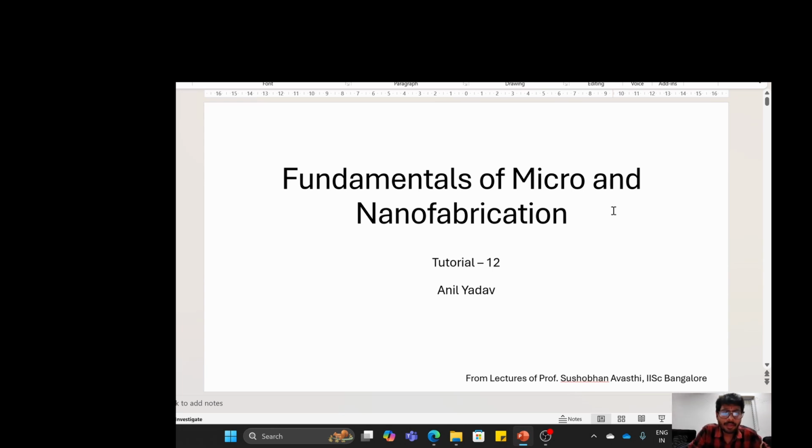In this one, whatever we have read from the beginning: why we need microelectronics, how this field gets developed, and what kind of substrates and processes we have used for devices, that we will see.